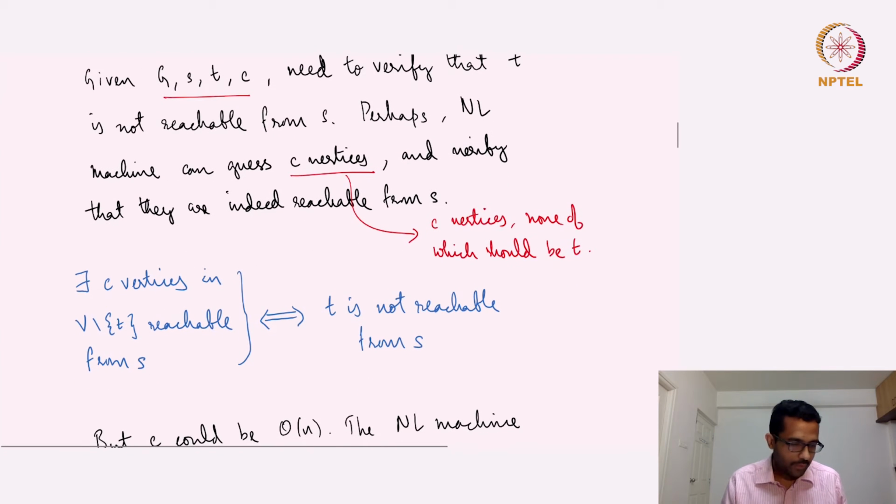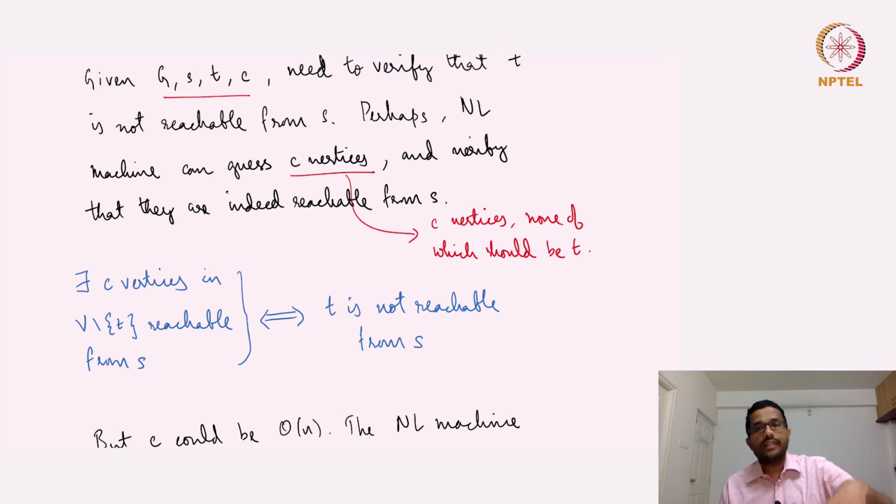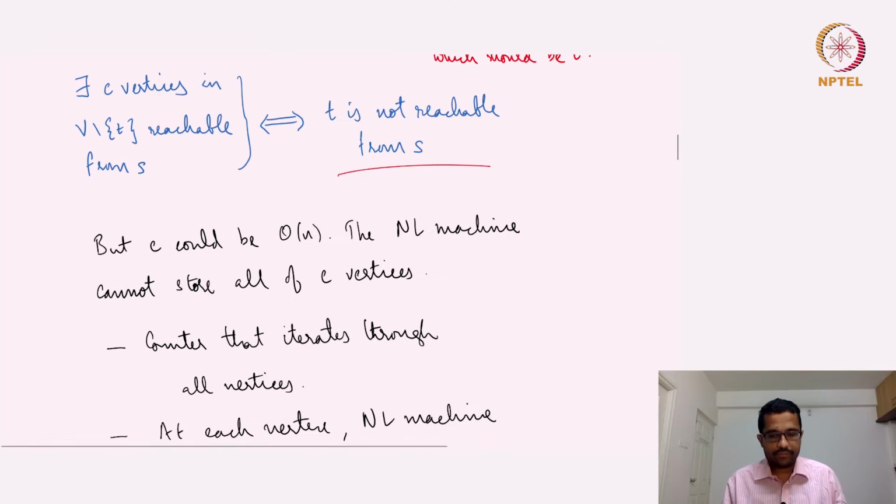So in other words, what we are trying to show is that T is not reachable, which is what I have written here on the right side. We will show the existence of C vertices, none of which are T, and that all these vertices are reachable. Okay. So to show that T is not reachable, we will show C vertices that are reachable.